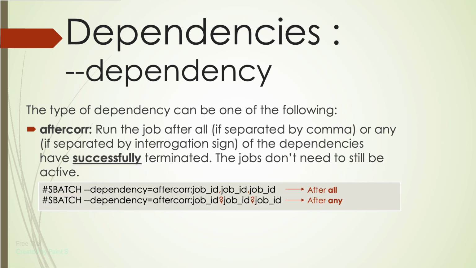The dependency type afterok tells the scheduler to run the job after all (if separated by comma) or any (if separated by question mark) of the dependencies have successfully terminated. The dependency jobs don't need to still be active at the time of submission of this dependent job. They could have already finished.